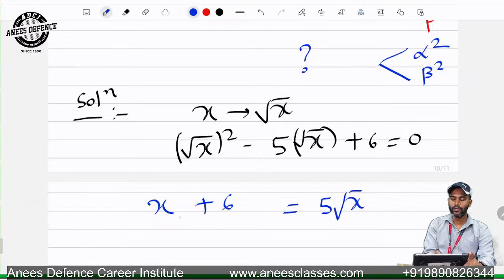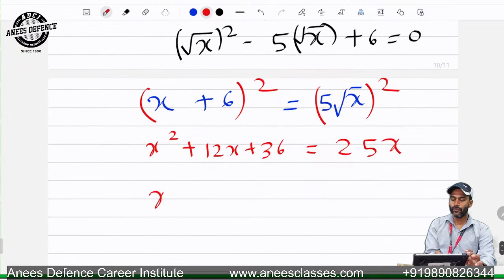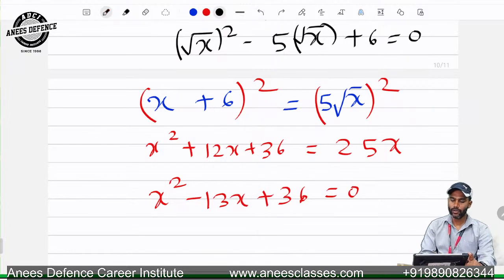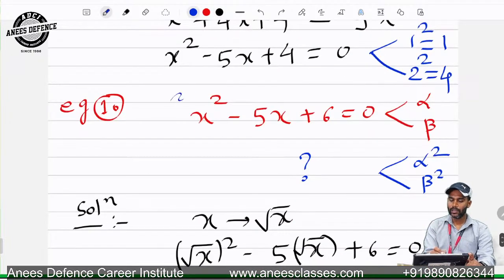Yes or no? Now squaring on both sides. What will we get? x square plus 12x plus 36 is equal to 25x. What will we get? x square minus 13x plus 36 is equal to 0. What are the roots here? Tell me. What are the roots here? If you see, the roots of the original equation were, tell me, 2 and 3.